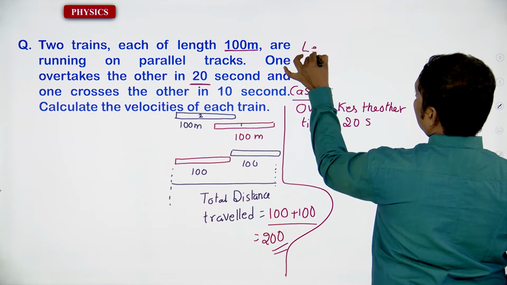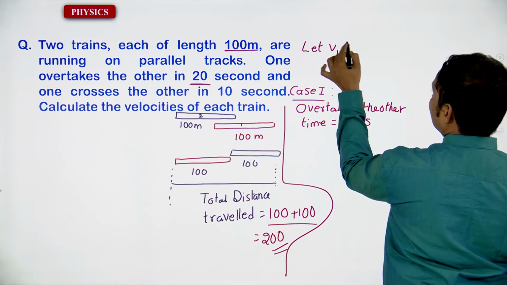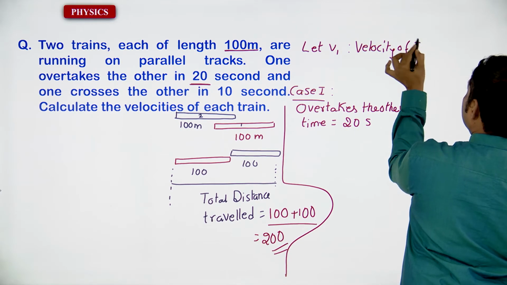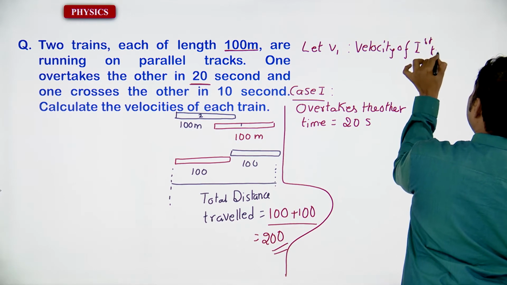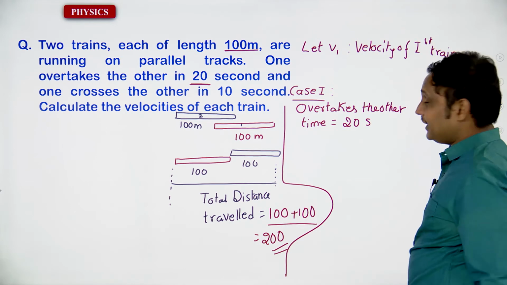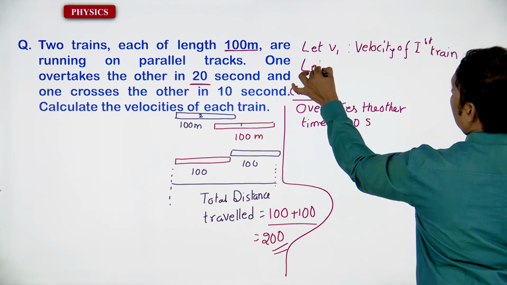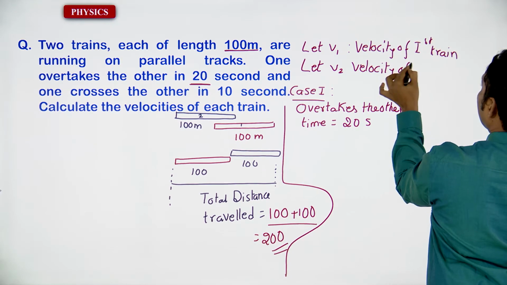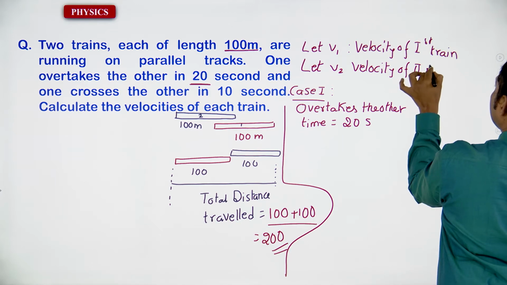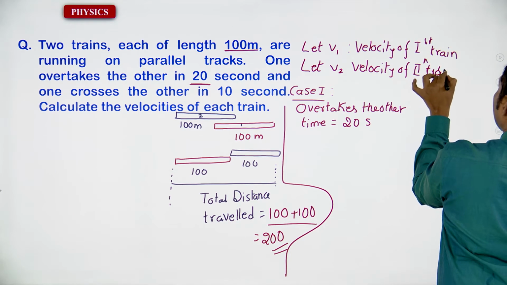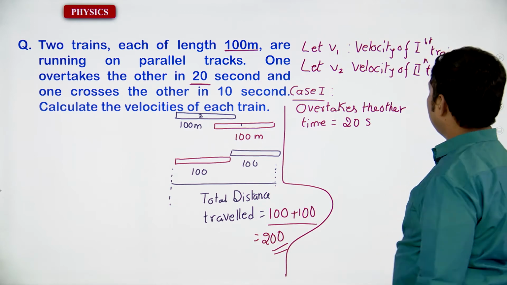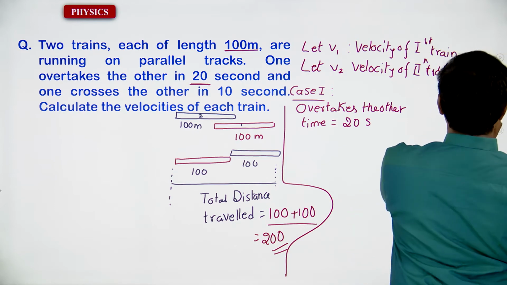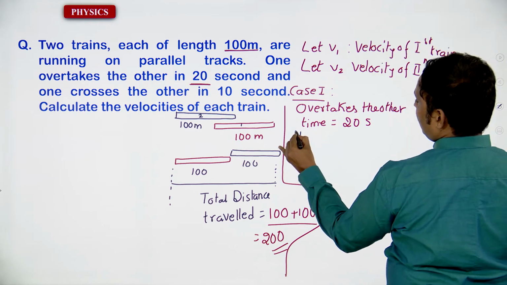So let V1 be the velocity of the first one, the first train. Let V2 be the velocity of the second one. All right, it's very clear. Here, total distance travelled.